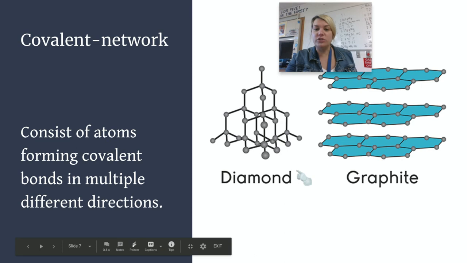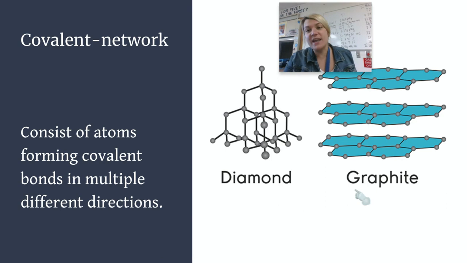Graphite is another form of carbon. So diamond is carbon and graphite is the same. And you'll notice that the reason why they're different substances is the way that their covalent network is set up, right? So diamond has more of a tower-like structure where graphite is just sort of like layers, okay? So graphite is much softer than diamond. So that's a covalent network.